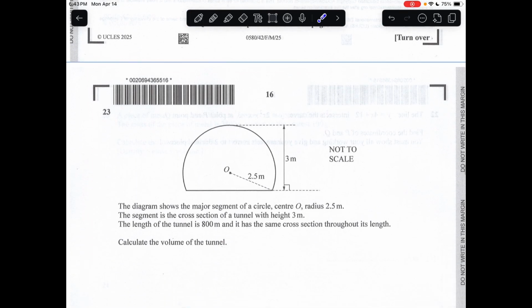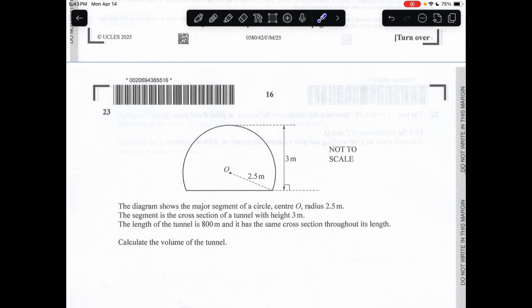Question 23. The diagram shows a major segment of a circle with center O and radius 2.5. The segment is a cross section of a tunnel with height 3 meters. The length of the tunnel is 800 meters and it has the same cross section throughout its length. Calculate the volume of the tunnel.